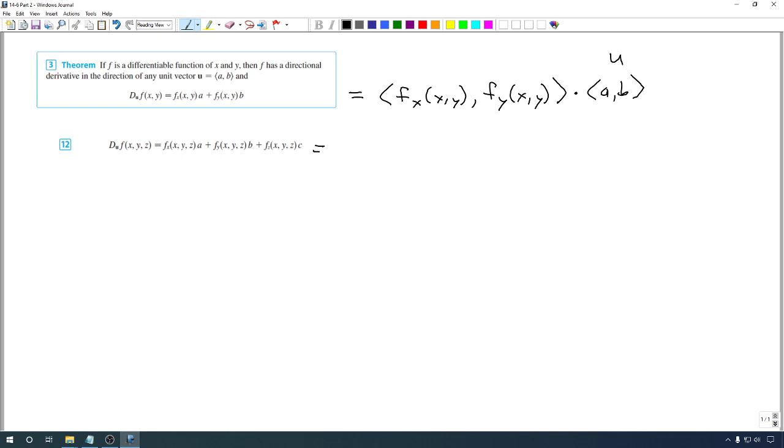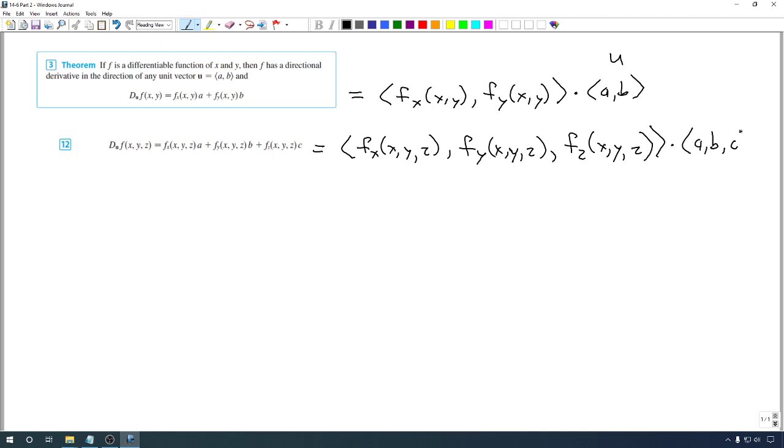Same kind of thing for our function of 3 variables. This is the dot product of f sub x of xyz, f sub y of xyz, and f sub z of xyz, dotted with the vector ABC, which of course again is just the unit vector that we're working with.